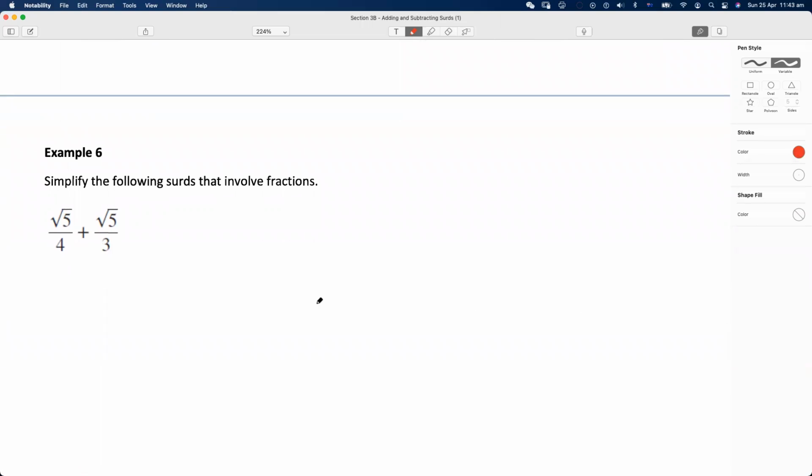Okay, last example I'm going to talk about. Simplifying the following surds that involve fractions. All right, at first glance, you might not know how to do that, but remember this. If you have 3 root 2 over 2, this is actually like 3 times 1/2, or 1/2 times 3. You know, in multiplication, you can switch the position. It doesn't affect your answer. So similarly here, square root of 5 over 4 can be written as 1 over 4 times square root of 5. Okay, like that.